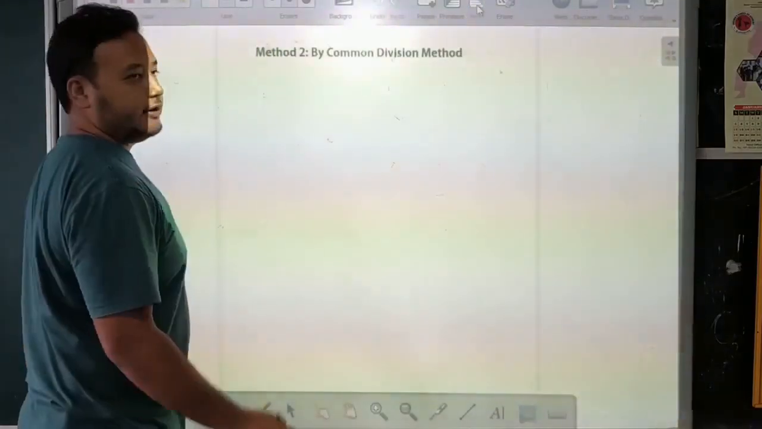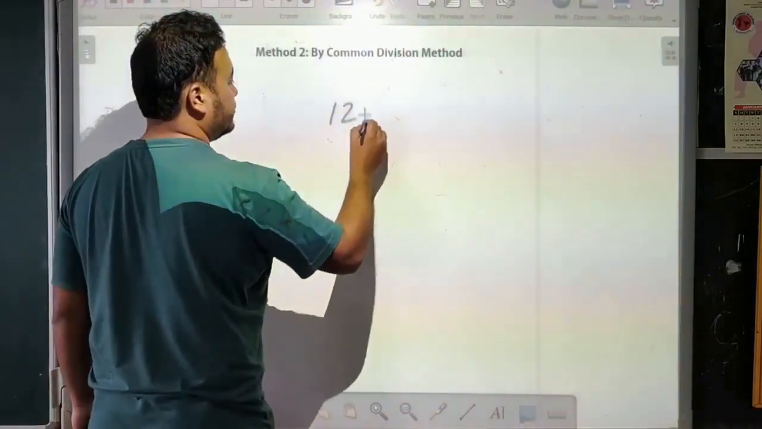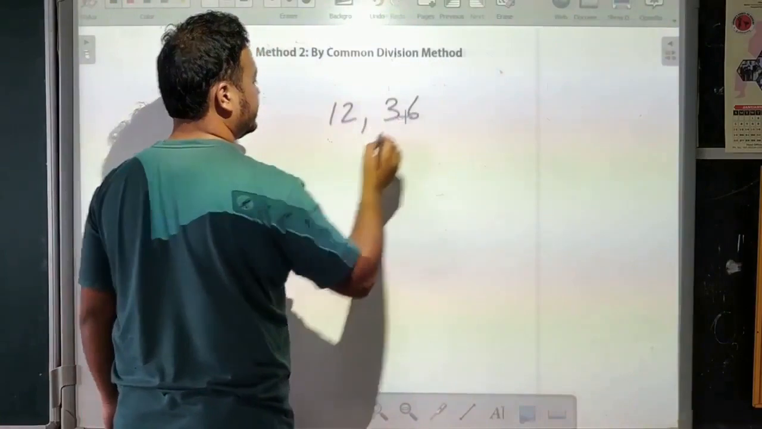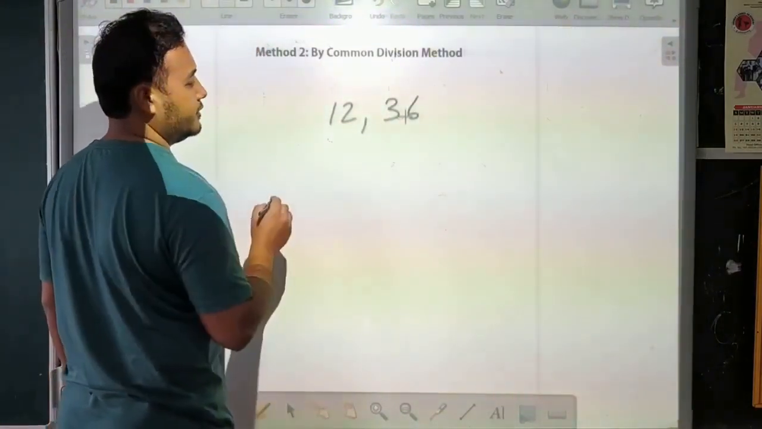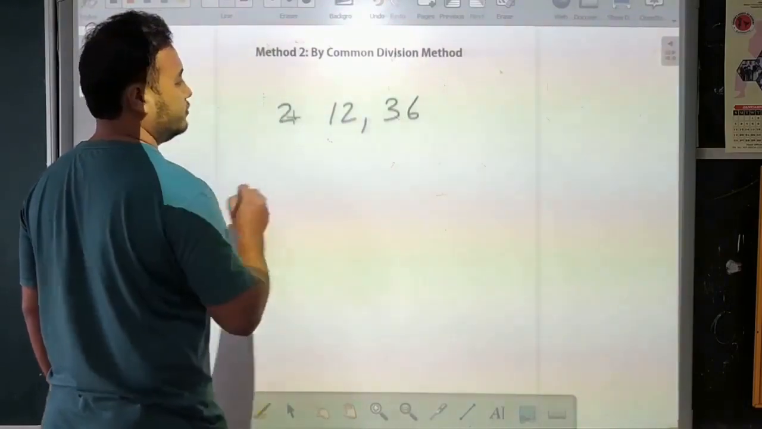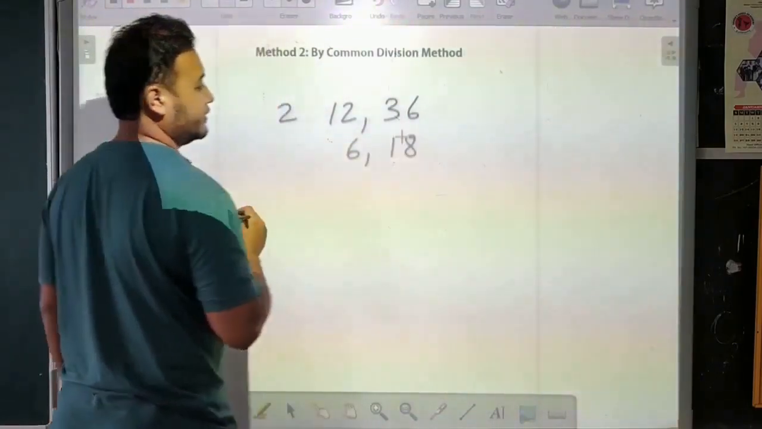Now the next method is by using common division. Okay, so you have 12 and 36. Now start with a number which will divide both these numbers completely. So let's start with 2. 2 6s are 12 and 2 18s are 36.